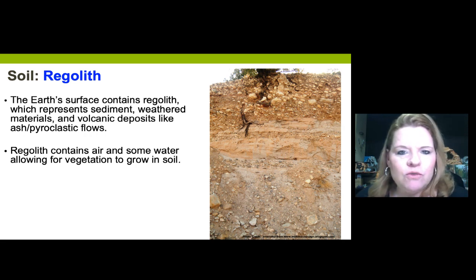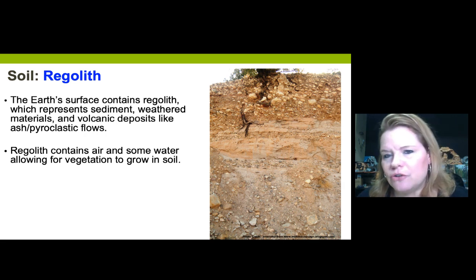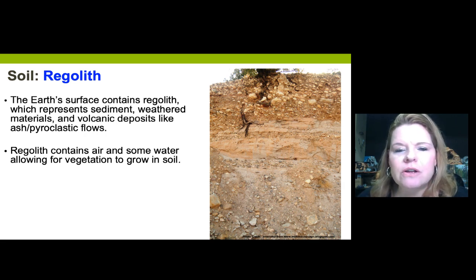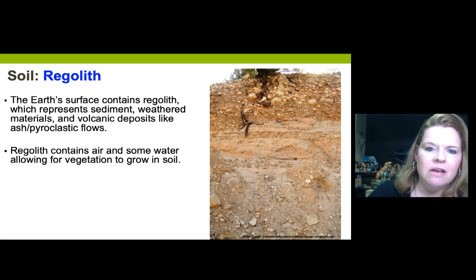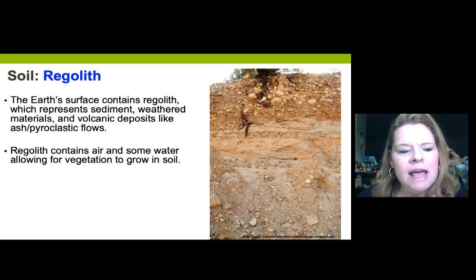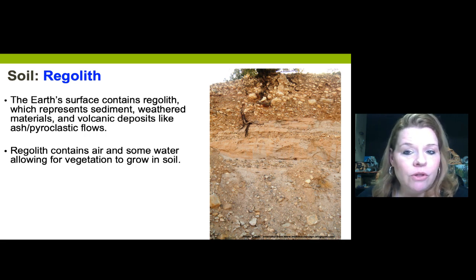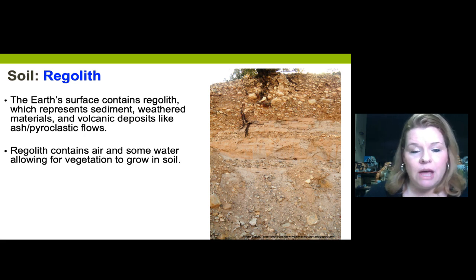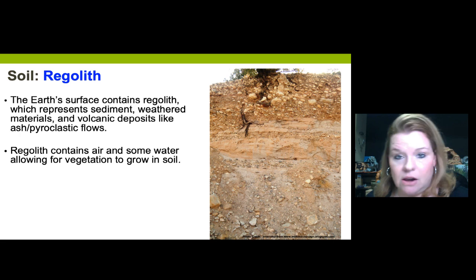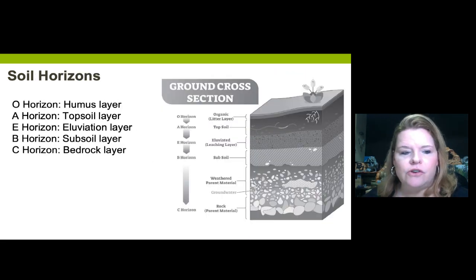The earth is made of regolith. Fun word, isn't it? Regolith. So the surface contains regolith, which is our sediment, our weathered materials, even volcanic ashes and pyroclastic deposits. And regolith contains some plant material, water material, and rock material and soil, allowing for the growth of plants. So without regolith, we can't have biology, especially botany, going on out in nature.